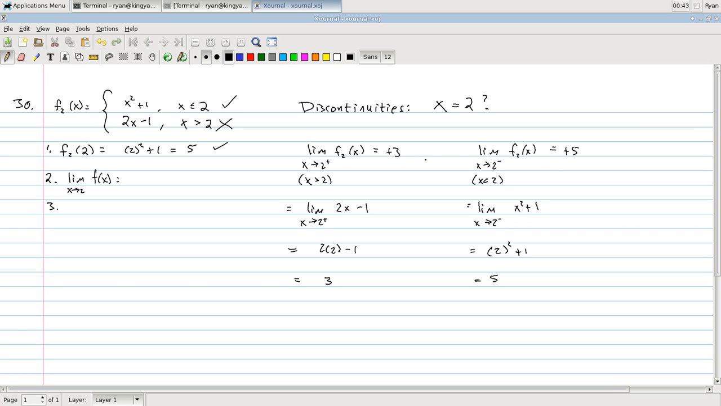Now since these two are not the same, that says this overall limit does not exist. Since the limit doesn't exist, that tells us that this is a discontinuity. So we have a discontinuity at x equals 2. Furthermore, since the limit doesn't exist, we know that this is a non-removable discontinuity.